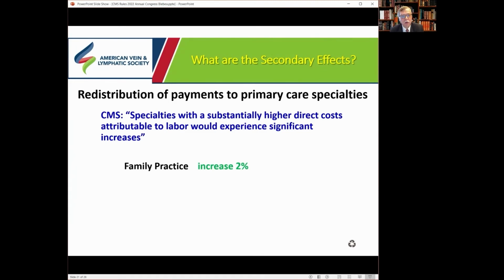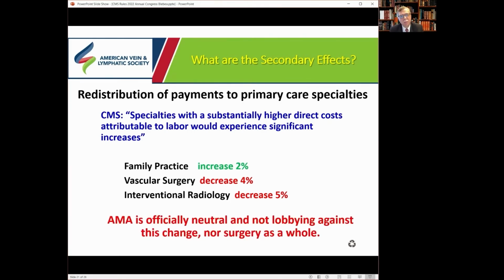So for next year, family practice gets an increase of 2%. But vascular surgery gets a cut of 4%, interventional radiology 5%. That's globally, taking into account everything that each specialty does. Because of this, the AMA is officially neutral on these proposed changes for next year, not lobbying against it. And the House of Surgery as a whole isn't really very focused on this either.